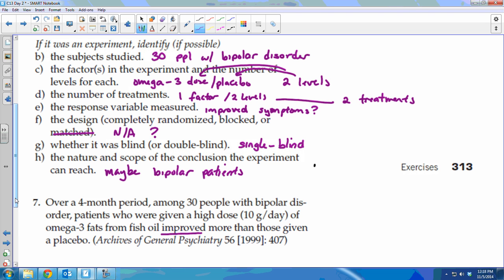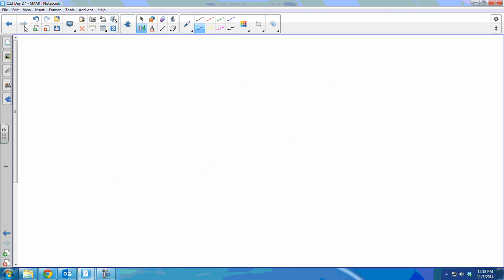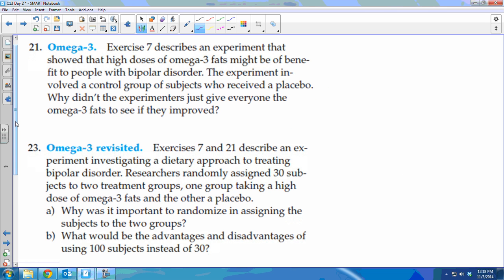Questions about that? All right, now I have 3 more examples, but they all go with this one. So it's just referring back to this bipolar question. Exercise 7 describes an experiment that showed that high doses of omega-3 fats might be a benefit to people with bipolar disorder. The experiment involved a control group of subjects who received a placebo. Why didn't the experimenters just give everyone the omega-3 fats to see if they improved? What would be wrong with just giving everyone the omega-3 fats? Right. So in short form, you have no baseline, right? You have no idea what would happen if you didn't. You have something to compare it to.